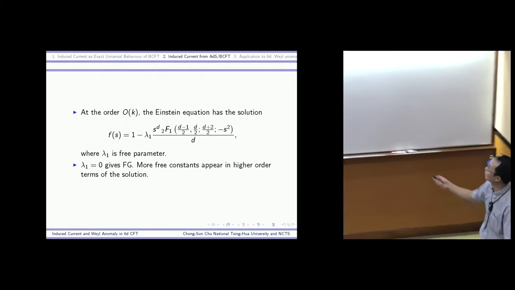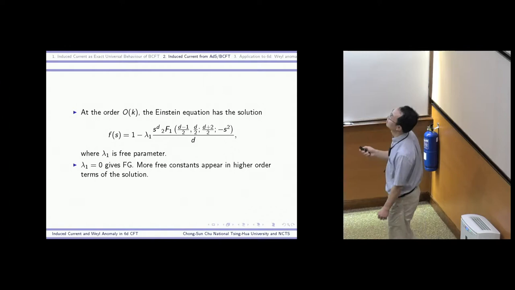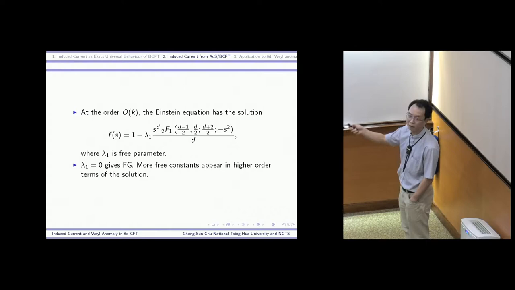And this is S. So S would be z over x. So there's a parameter here. If we put lambda equal to zero, then we actually go back to the standard FG. But otherwise, you have a more general background.